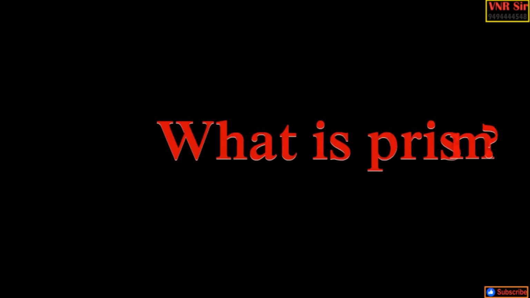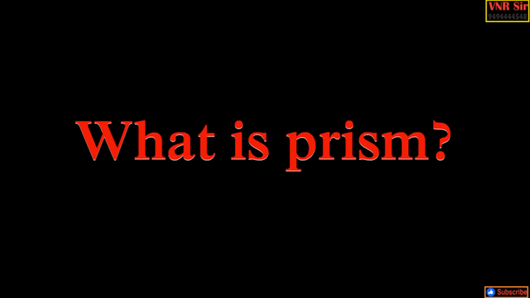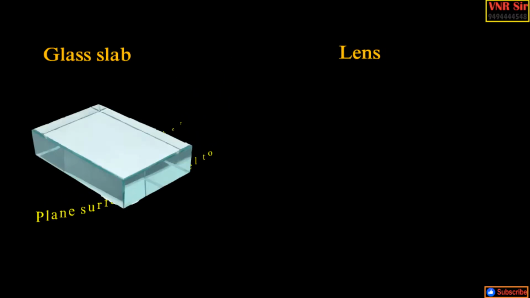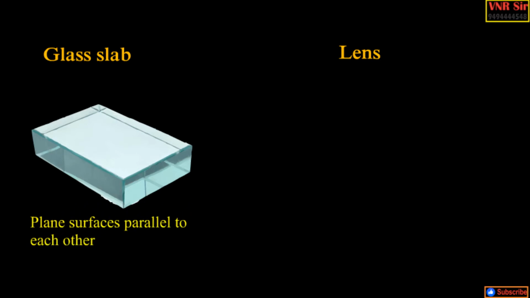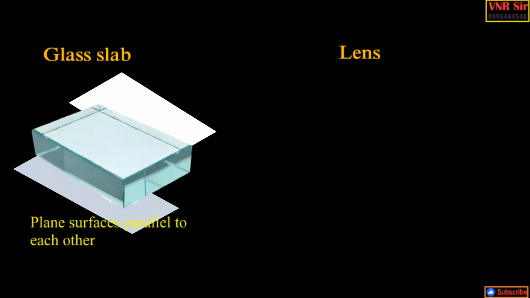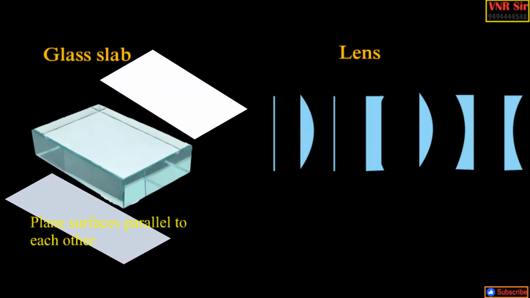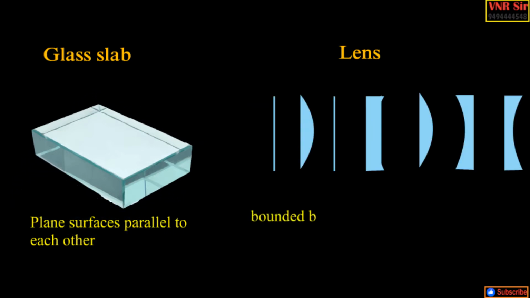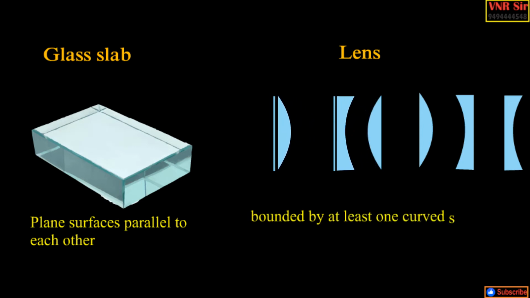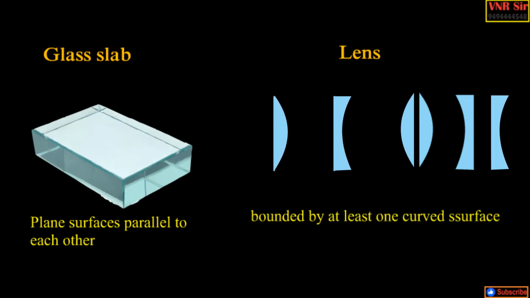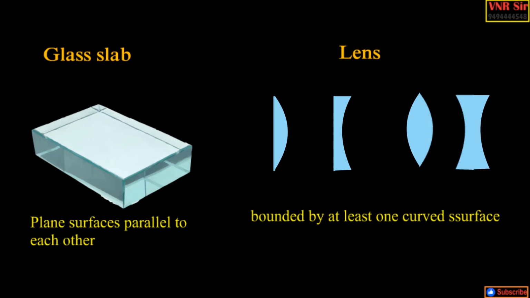Then, what is this prism? Let's have a look at it. We have studied refraction of light through a glass slab and a lens. In a glass slab, the transparent medium is bounded by plane surfaces which are parallel. Coming to a lens, it is a transparent medium bounded by at least one curved surface.